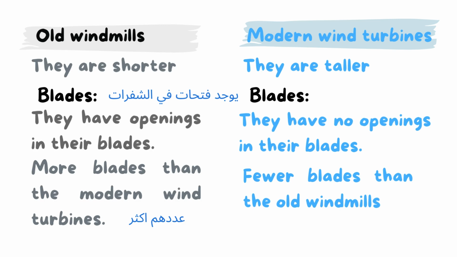But in the modern wind turbines, the blades have no openings. The second difference in the blades is that the old windmills have more blades than the modern wind turbines. And we can say that the modern wind turbines have fewer blades than the old windmills, okay? And we know that the old windmills are used to crush the grains, and the modern wind turbines are used to generate electricity, okay?